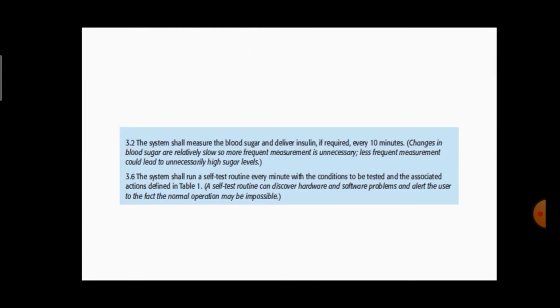For example, see, this is the example for the insulin pump requirement. Here the requirement is expressed in natural language, just a simple English text statement. Here I am not following any format, just remember it. See, 3.2, 3.6, just two requirements. It is going to tell about two requirements. I am not going to follow any format here. So this is the example.